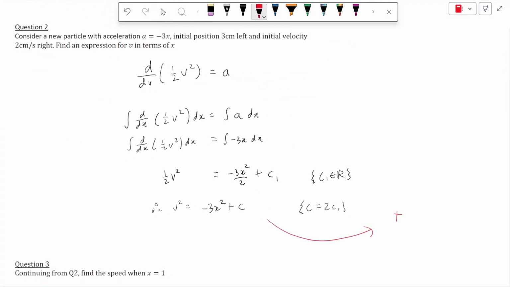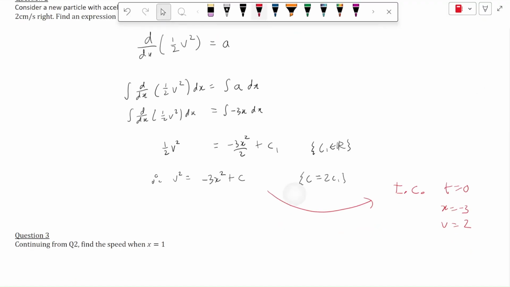So for our initial conditions, that was t is 0. The initial position was 3 centimeters left, so x is minus 3, and the initial velocity was 2 centimeters per second right, so this was positive 2. Notice that we won't actually use t equals 0 in this equation, but we can work out what this is.